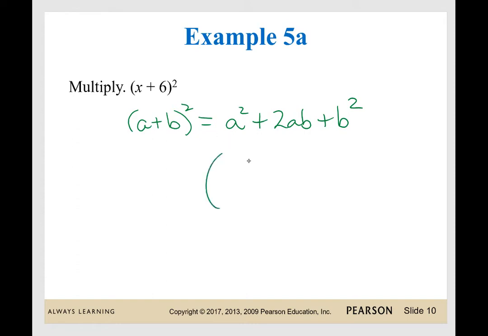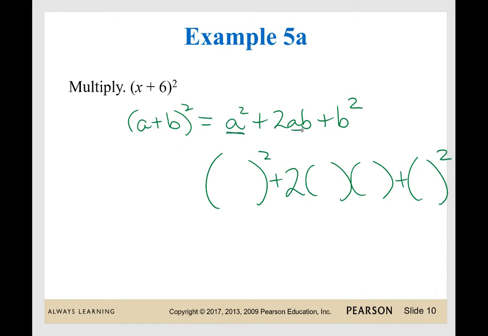I'm going to take all the variables and replace them with parentheses because I know I'm going to substitute stuff in there. All right, and then in the a position, so a is the first two sets of parentheses, is an x. So instead of an a, I'm going to put an x. And then in the b position is a 6. So I'm going to put a 6 here and a 6 here, because both of those last two parentheses are b's. And then all I have to do is clean it up and I'm done.